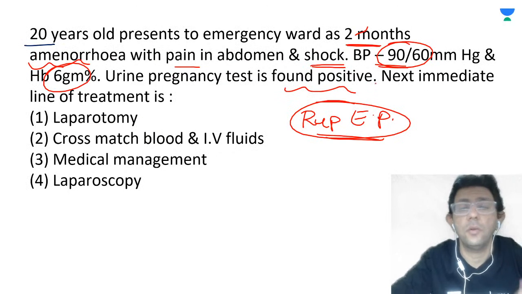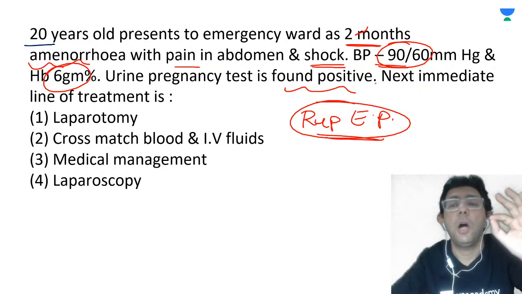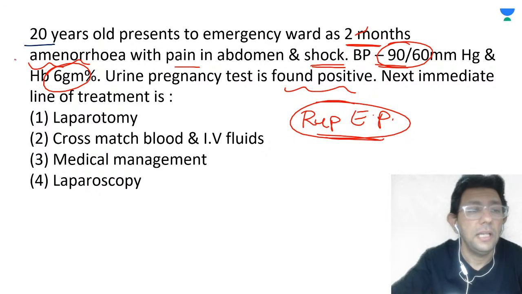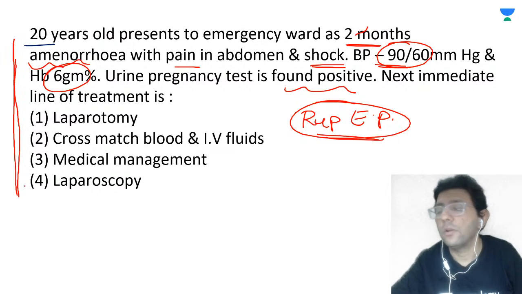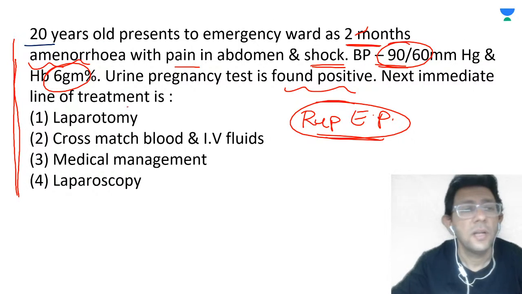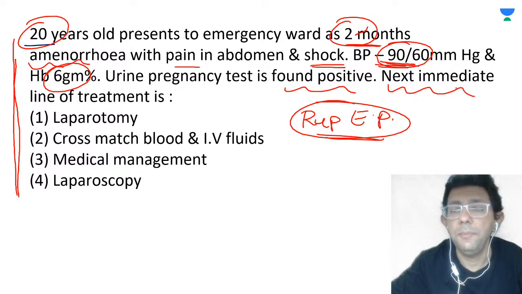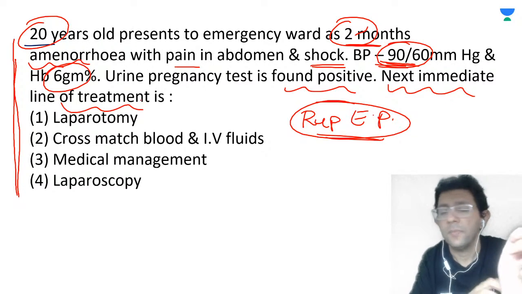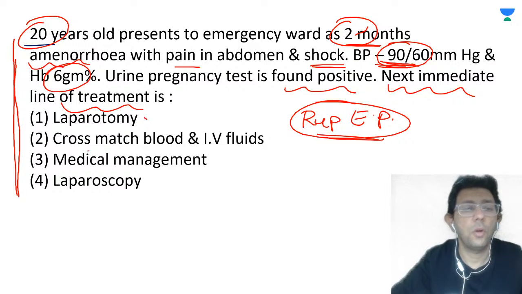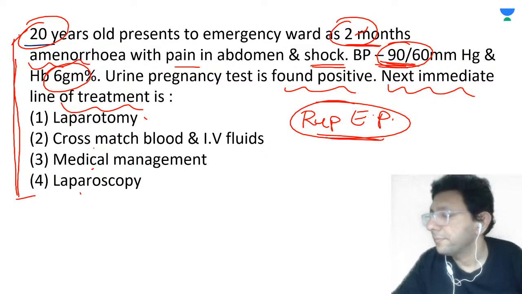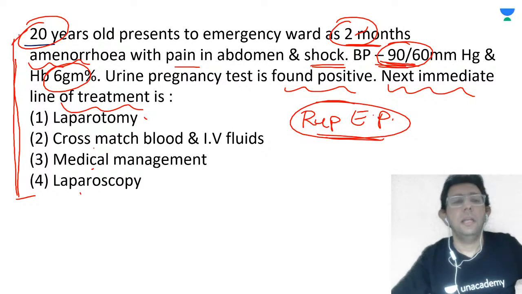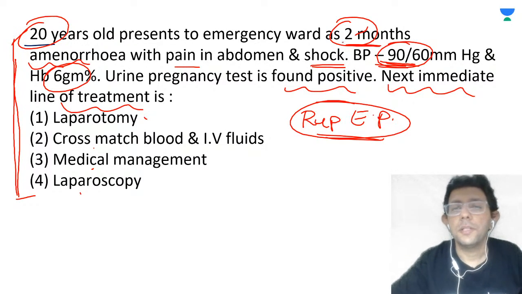Now, 2 MCQs back to back, please pay attention to how they will fool you in the exam. Anybody with the answer to this MCQ, please type in the chat box, all of you. I'm not giving the answer, I have only given the diagnosis. 20-year-old girl with 2 months amenorrhea, BP 90/60. Next immediate line of treatment is, anybody with the answer? Will I go for laparotomy, cross-match bloods, IV fluids, medical management, laparoscopy? Anybody? 30 seconds for all of you to answer.